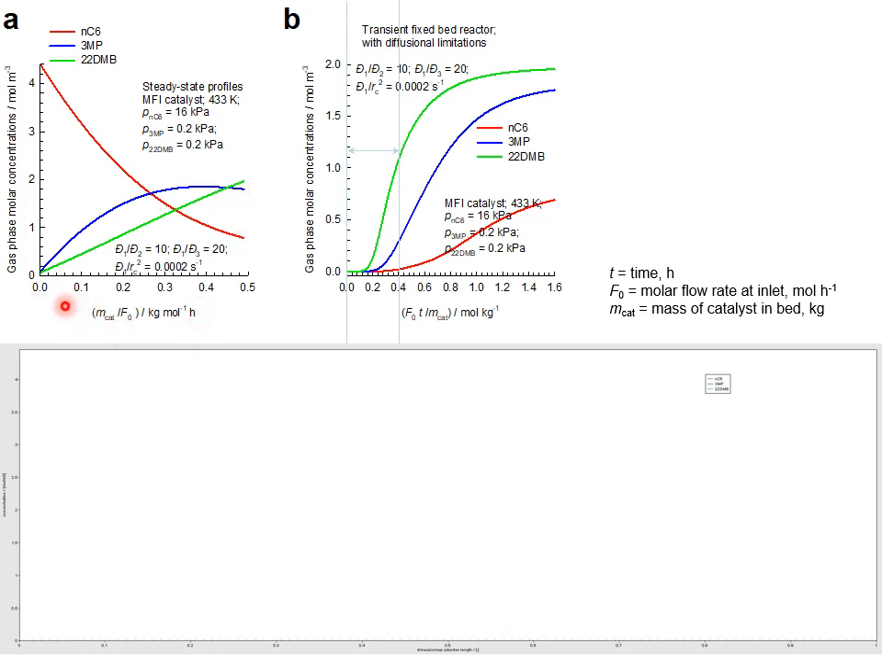Rather than use the reactor length as x-axis, I use the mass of the catalyst in kilograms divided by the molar flow rate of the feed mixture, the inlet F sub naught, in units of moles per hour. So the units of the x-axis are kilogram per mole times hour. This is linearly related to the length of the fixed bed catalytic reactor.